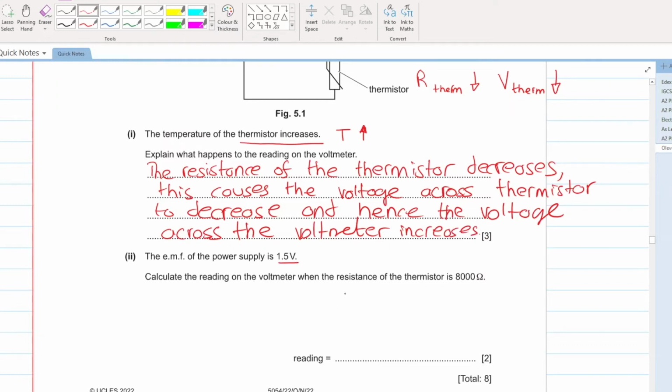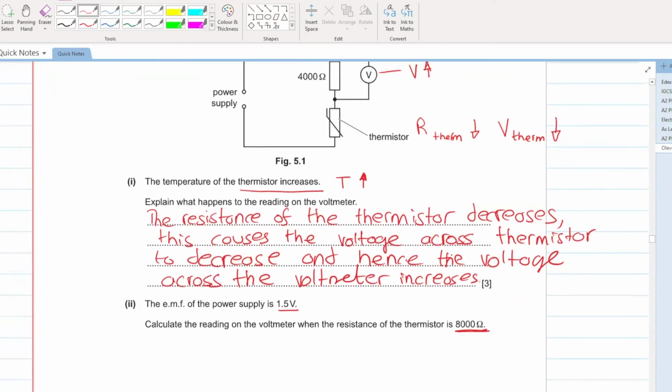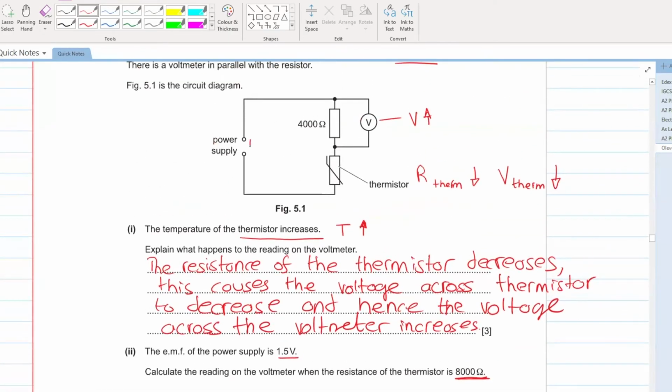Calculate the reading on the voltmeter when the resistance of the thermistor is 8000 ohms. Beta, EMF of the power supply is what? 1.5 volts. Perfect. You have to calculate the reading on the voltmeter when the thermistor has a resistance of 8000 ohms. Here I revise one thing we have studied in classes, but let's revise it again.